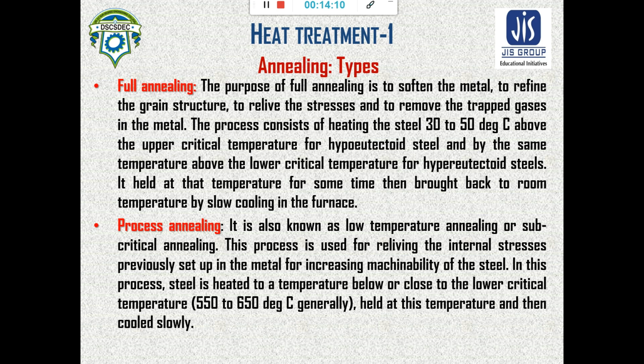Now there is another annealing process called process annealing, also called low temperature annealing or subcritical annealing. Why is this process used? It is used for relieving the internal stress that sets up in the metal, and for increasing machinability in the steel. In this process, what is done? Steel is heated to a temperature below or close to its lower critical temperature, that means 550 to 650 degrees Celsius, held at that temperature, and then cooled slowly.